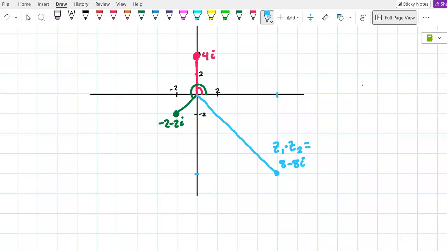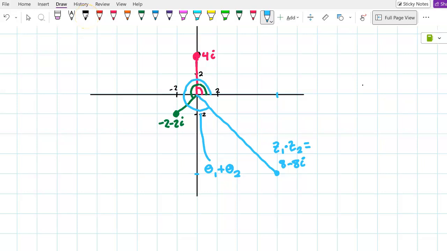Now look at what's happened to the angles of those numbers. We had a 90 degree, or pi over 2, and we had a 5 pi over 4 multiple. Look at the angle of this new one. This angle is the sum of the previous two angles. We'll just call it theta 1 plus theta 2, 90 degrees more than the green angle.